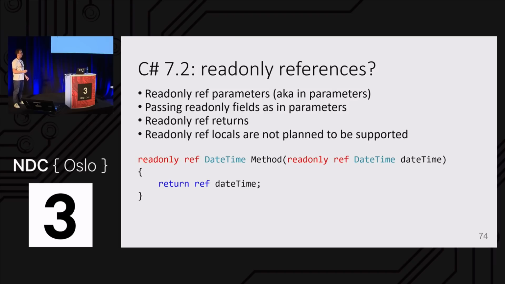So we will have a new set of keywords, read-only ref, which for the incoming parameters might be shortened to in. So we will be able to take a read-only reference of a read-only field, return a read-only reference, accept a read-only reference, but we will not be able to create a read-only local reference.